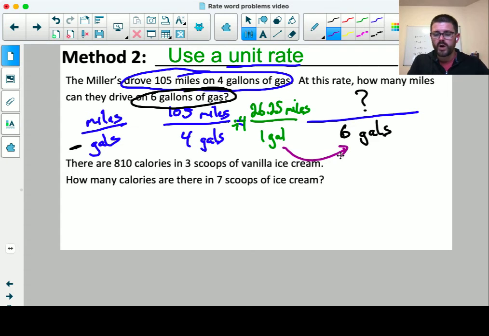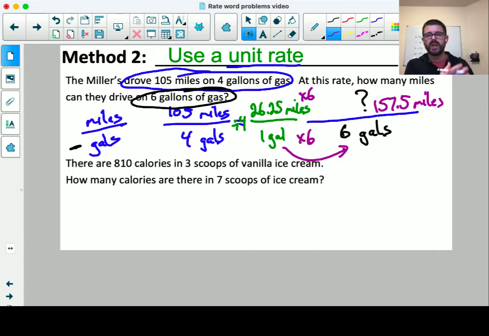Now I want to go from 1 to 6. Well, to get from 1 to 6, I just multiply times 6. So I do the same thing up top. 26.25 times 6 gives me 157.5 miles. So because I wasn't easily able to go from my beginning to my ending target, I went to a unit rate in between and then used that to get to my next one.